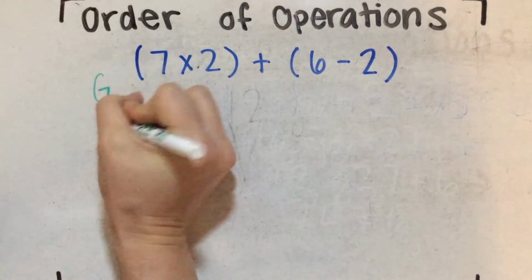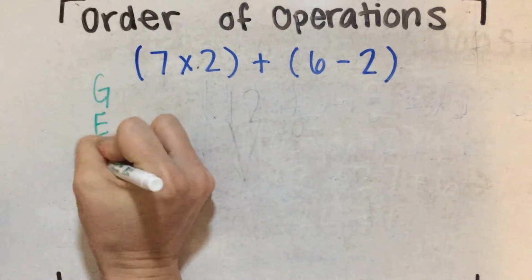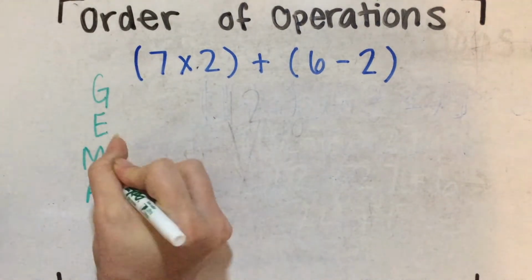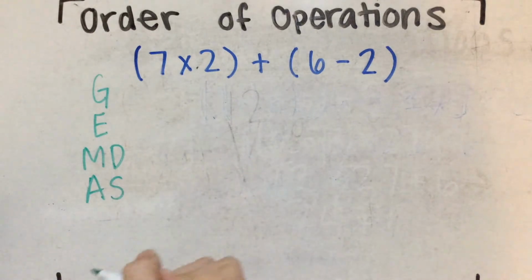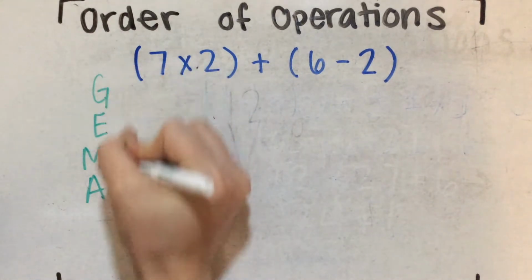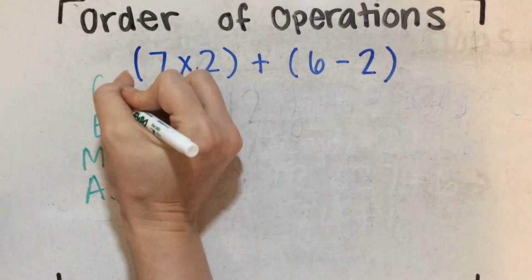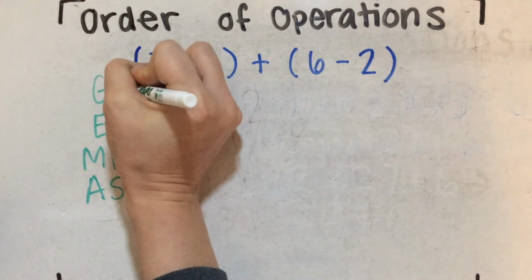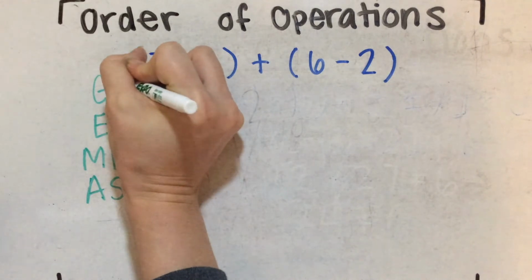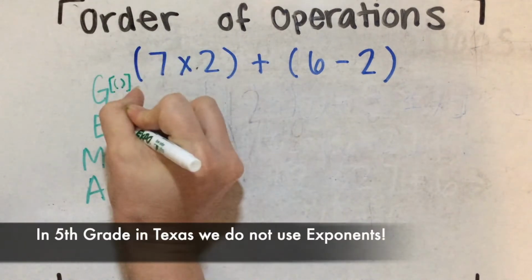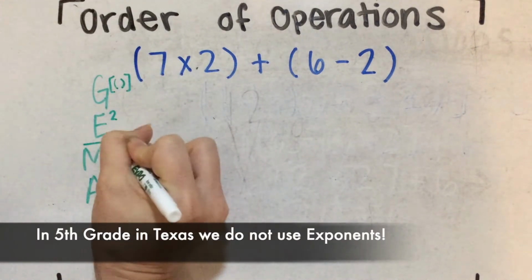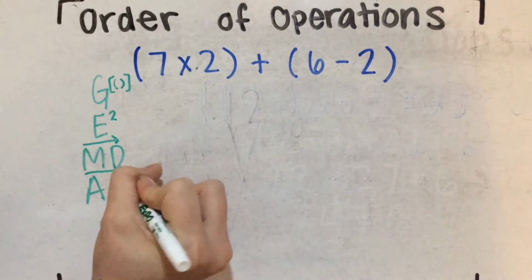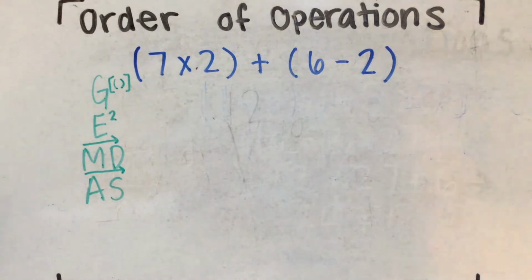And this is an acronym standing for grouping symbols, exponents, multiplication and division, and addition and subtraction. So this is the order of operations. So you do the G first, which stands for grouping symbols. So this would be parentheses or brackets, exponents, multiplication and division, and we always work left to right, and addition, subtraction, again working left to right.